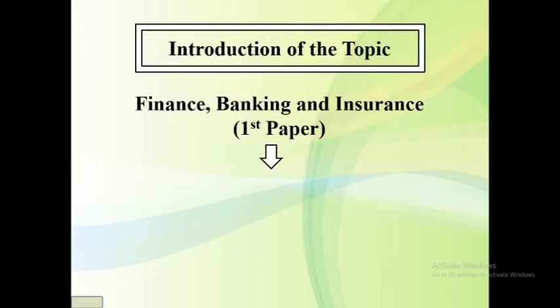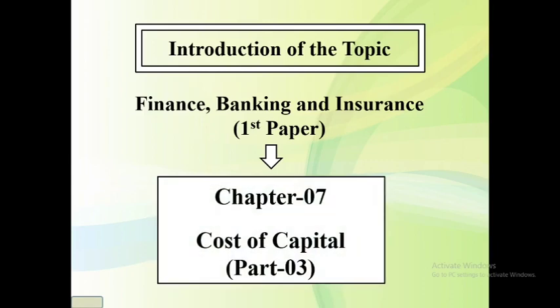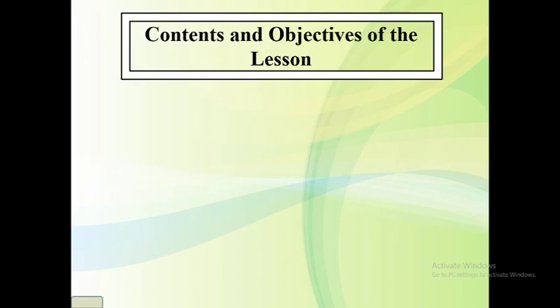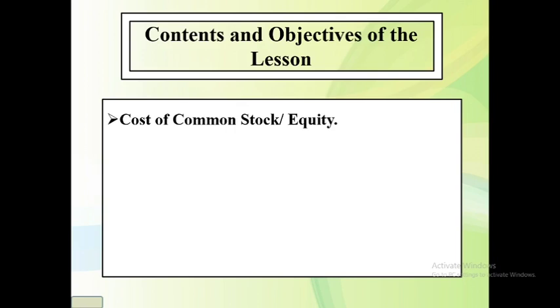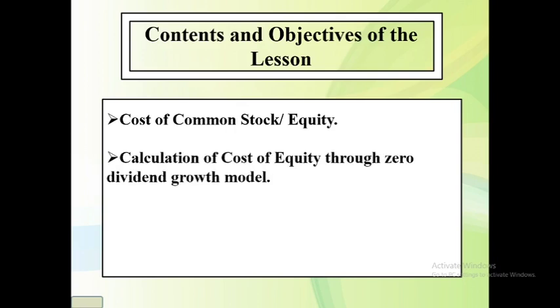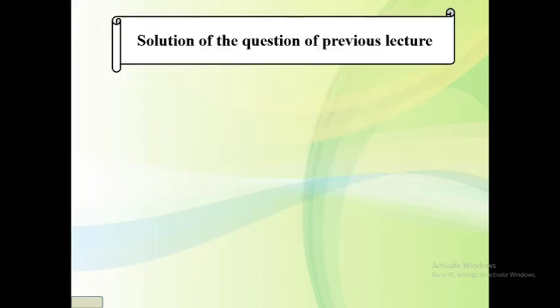Today, I am going to start our session with common stock, which is the third part of our cost of capital. After completing today's lesson, students will be able to get an idea on cost of common stock or equity. They will be able to calculate the cost of equity through the zero dividend growth model. And they can also learn how to calculate the cost of equity through the constant dividend growth model.